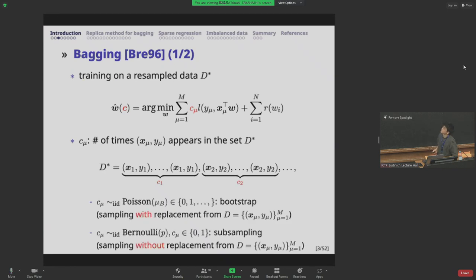There are two popular ways to construct a resampled data set. One method is the bootstrap, which is a very traditional method of computational statistics. In this case, each data point is obtained by sampling with replacement from the data set. So each data point may appear several times like this. In this case, C mu follows basically an independent Poisson distribution with mean mu b. This parameter specifies the size of the pseudo data set, D star. And the other one is subsampling. In this case, each data point is sampled without replacement. So the size of the resampled data set is strictly smaller than the original data set. In this case, obviously, C mu follows a simple Bernoulli distribution.